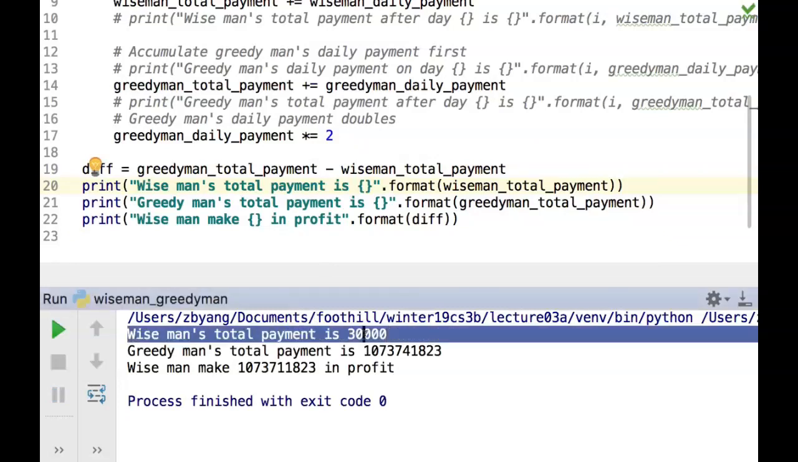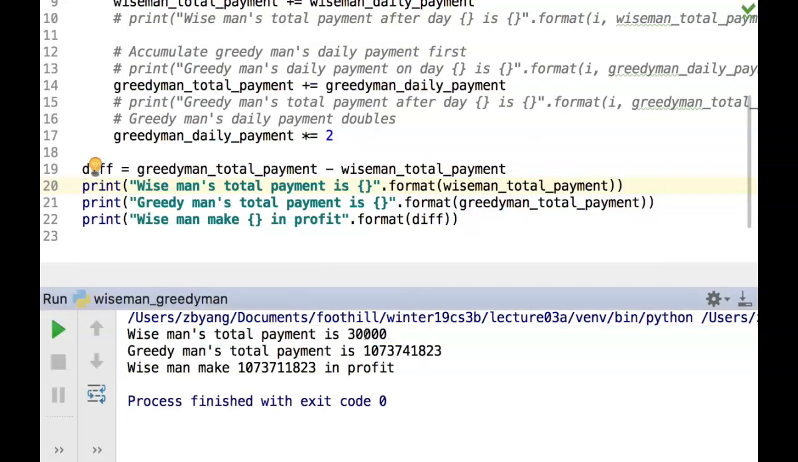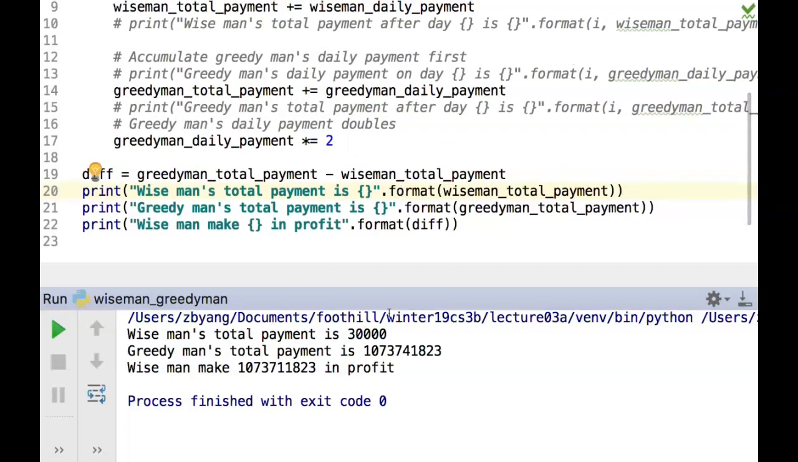the wise man's total should be obvious. It's $1,000 every day for 30 days, so that's 30,000. The greedy man's total is a pretty darn big number. It's $1 billion. So the wise man is making a ton of profit off the greedy man. Okay, and hopefully you get the same result.